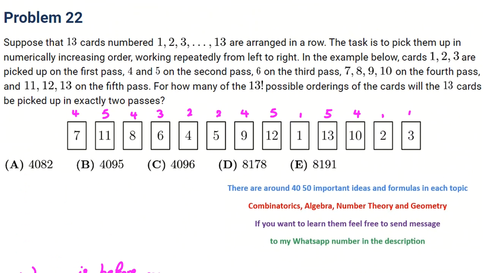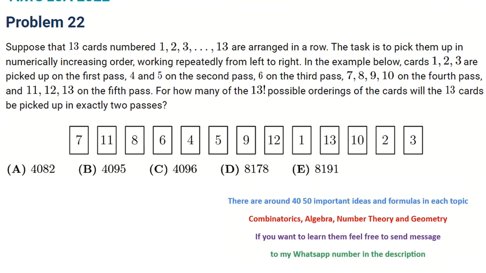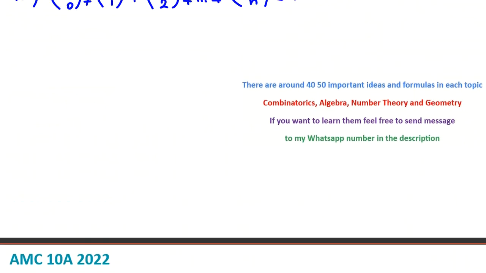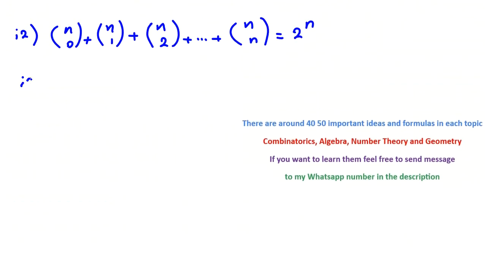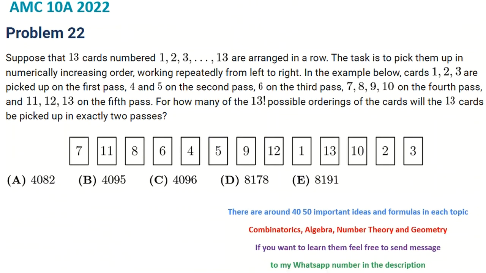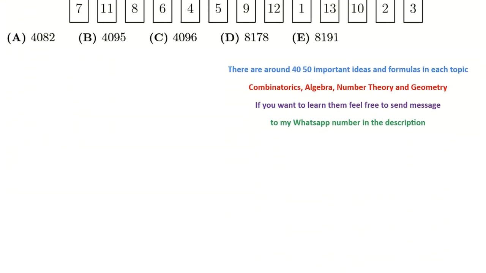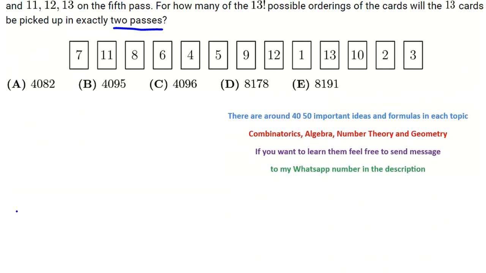Okay, and also idea 3 before solving the problem is casework. Casework is that we consider a property and we consider different cases of that. Let's do it in this case. So it says we need exactly 2 passes.